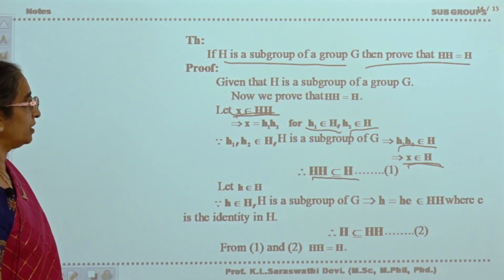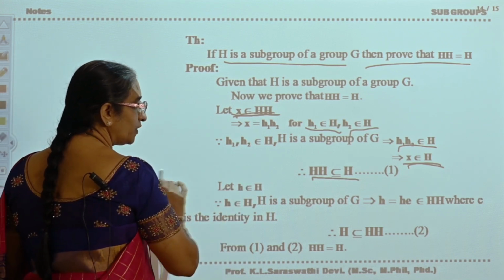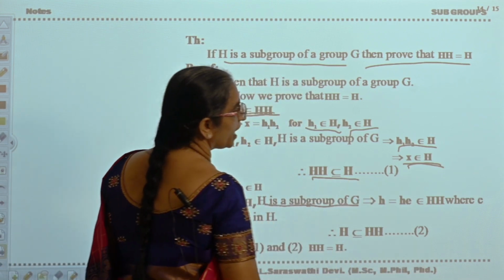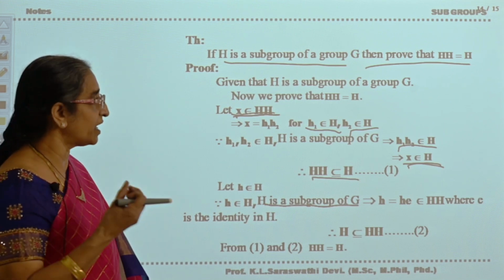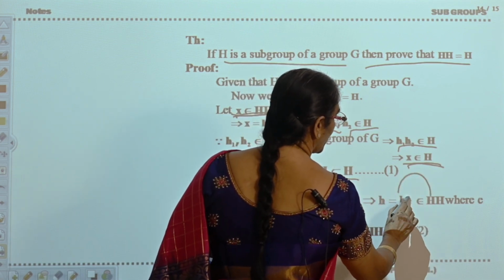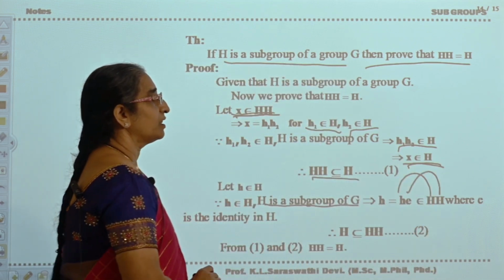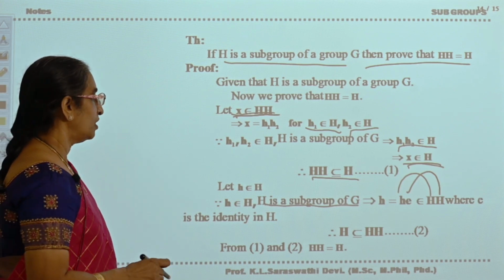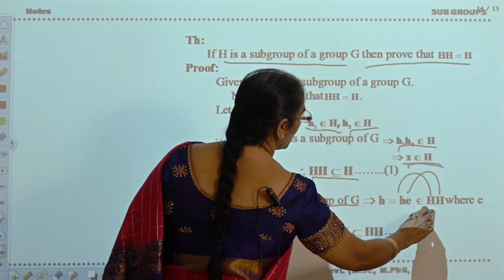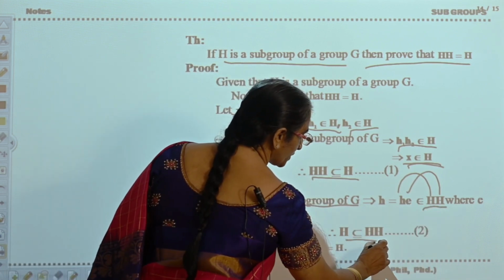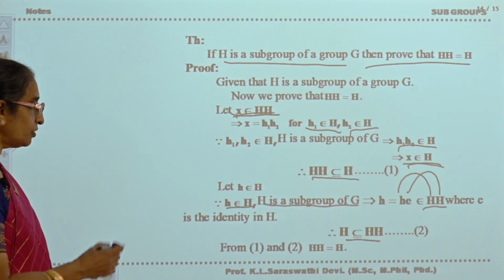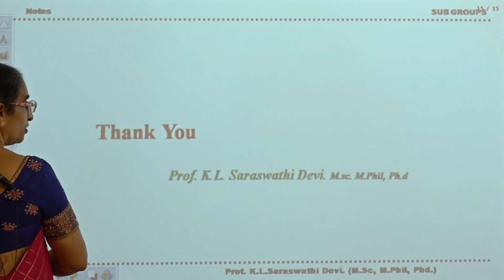Similarly, take h belongs to H. H is a subgroup of G. Therefore, h can be written as h into e, where e is the identity of H. Now, here consider h as an element of the first H and the identity as an element of the second H. Therefore, he belongs to HH. You have taken h in H and you are able to say that h belongs to HH. Therefore, H is a subset of HH. So, from 1 and 2 you can say that HH is equal to H. Okay. Now, thank you.